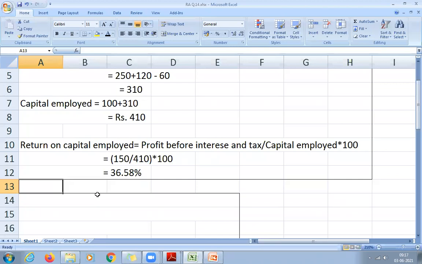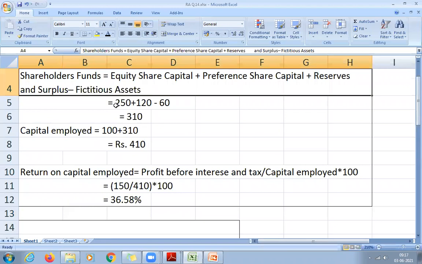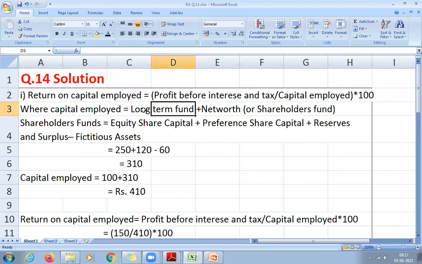Sir, I have a doubt. I understood how you got 310, but I missed where you got the 100 plus 310. 100 is nothing but the long-term fund we need to add to net worth. Long-term funds can be bonds, debentures, or loans.